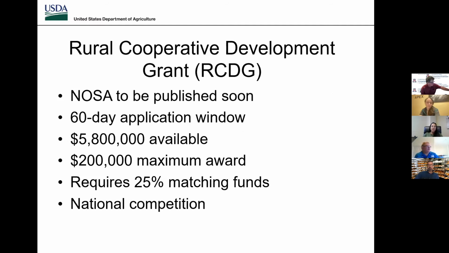Again, the notification of solicitation of applications is expected to be published soon. A 60-day application window, 5.8 million available nationwide, maximum $200,000 award, 25% matching funds, and a national competition. This is kind of where we fall down.